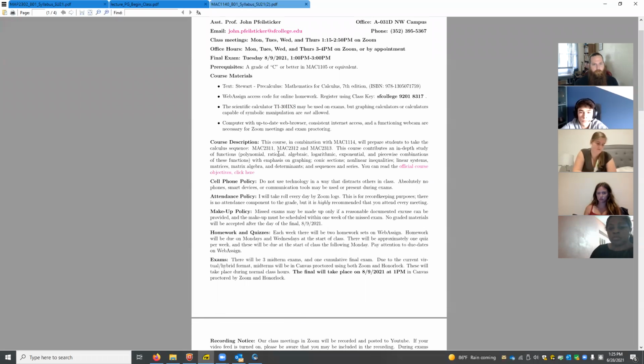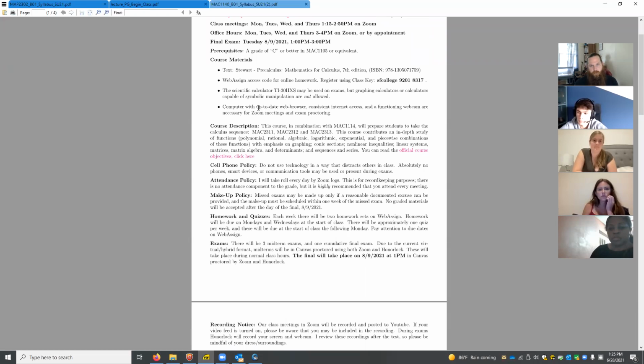The other thing you need to have for this class, of course, is a computer. You've got to have an up-to-date web browser. Please update your browser, whatever you're using. I recommend Firefox. But whatever web browser you're going to use, keep it up to date, because sometimes HonorLock or the various software will conflict if you don't keep it up to date.